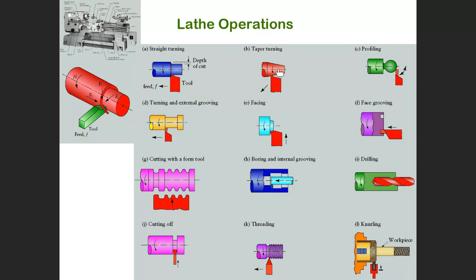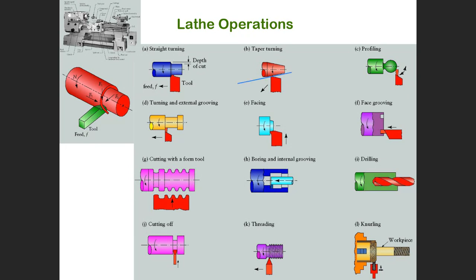This is the taper cutting. The only difference between taper cutting and straight cutting is that the tool here moves in X and Y direction. In radial, the tool is moving in this direction. The tool is moving like this, not straight.